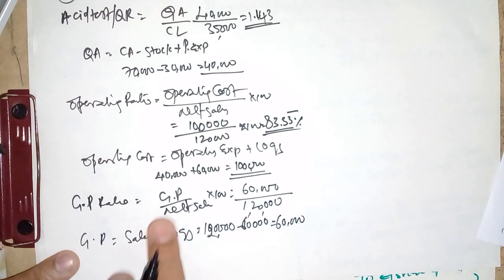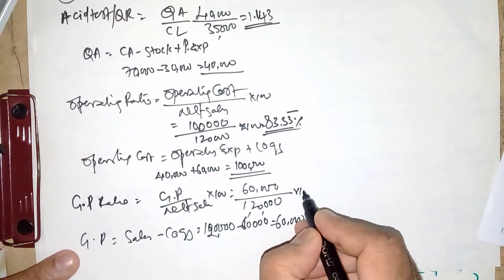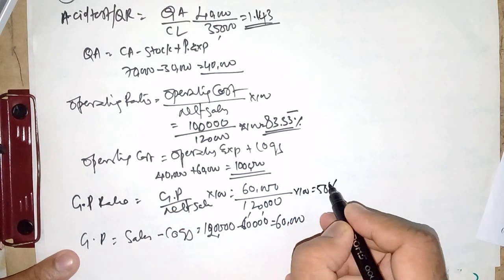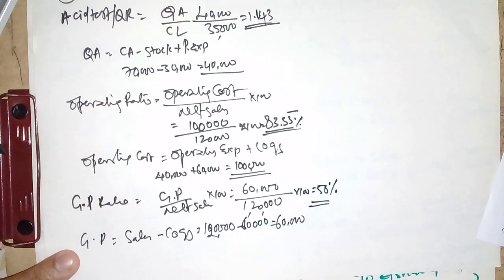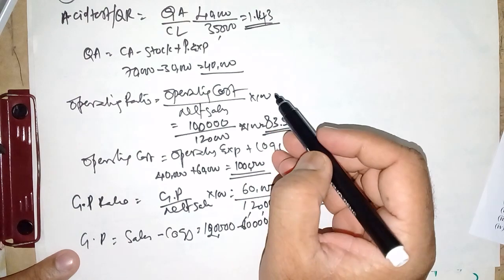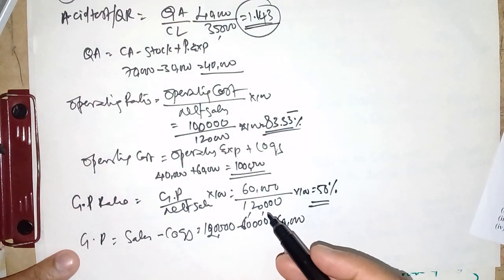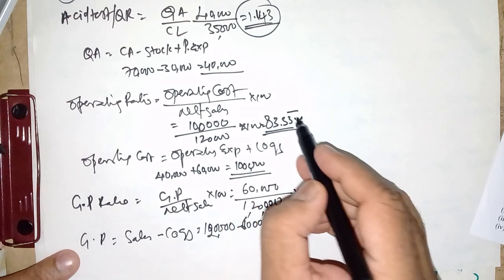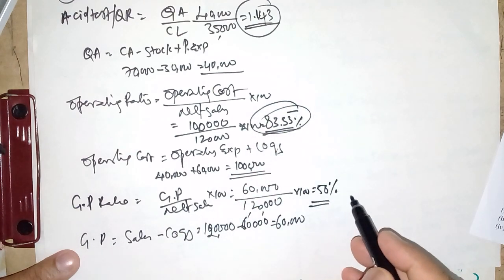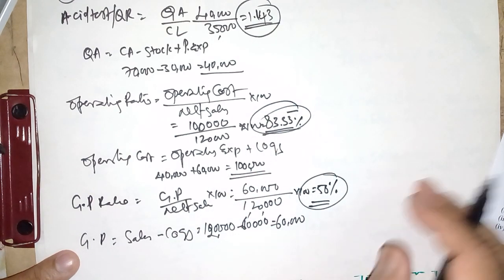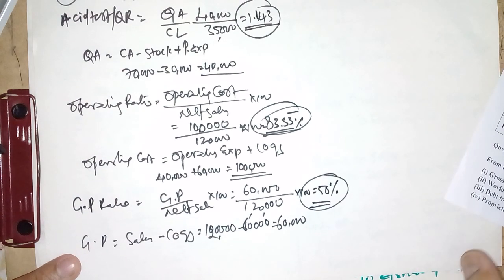Gross profit by net sales into 100 is equal to 50%, which is our gross profit ratio. So like this we have calculated all four: current ratio, acid test ratio, then operating ratio, then gross profit ratio. Clear? Then we'll proceed with the next question.